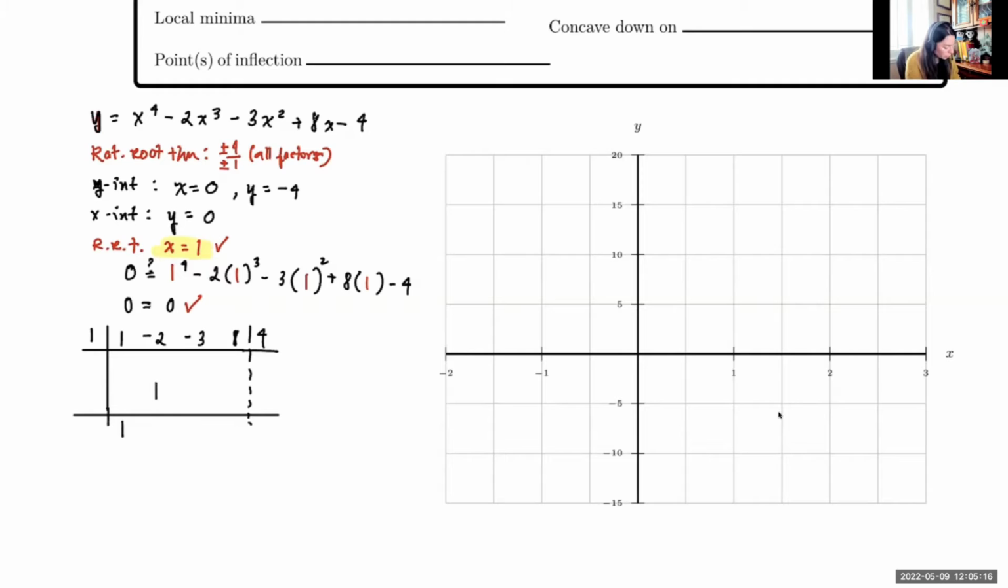And -2 plus 1 is -1. And then 1 times -1 is -1. And -3 plus -1 is -4. And -4 times 1 is -4. 8 plus -4 is +4. And then 4 times 1 is 4. And this 4 is a -4. So -4 plus 4 is 0. So that works out. So now we know what the lower degree is.